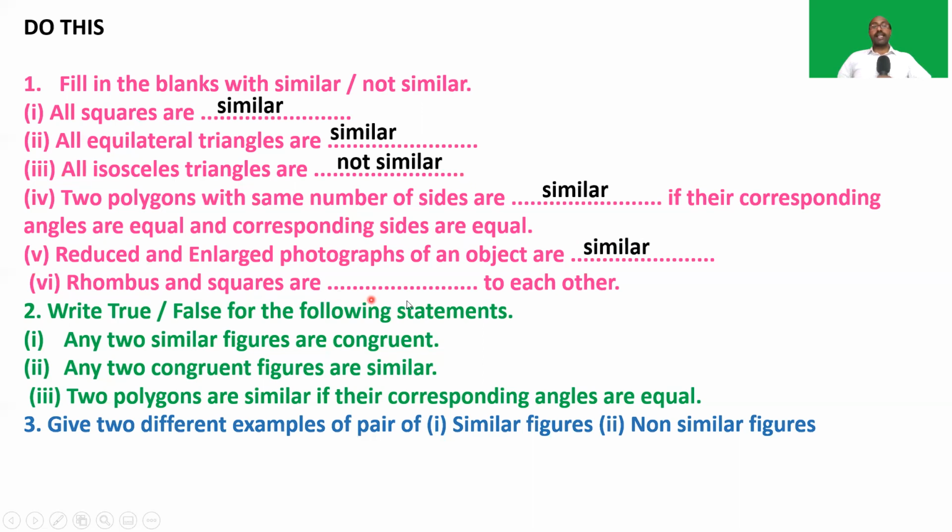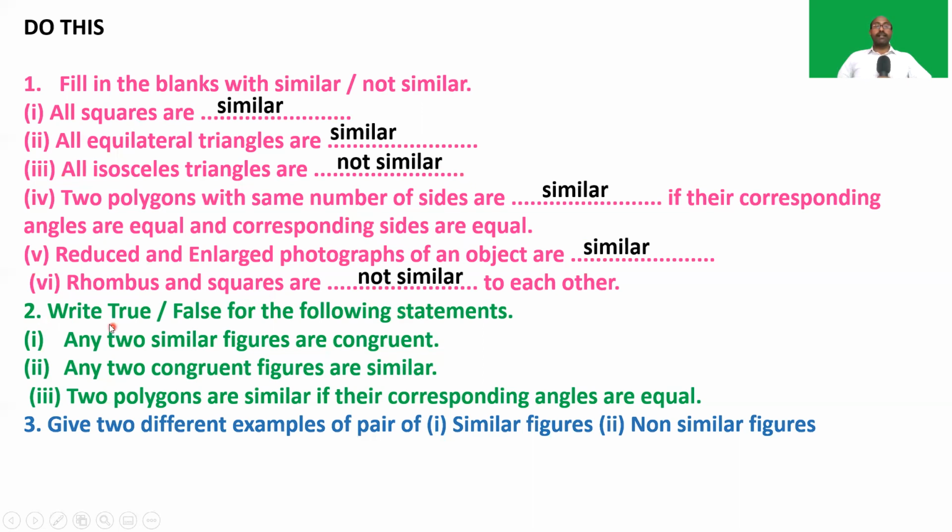Rhombus and squares are dash to each other. What do you think? Are they similar or not? We can say that in a rhombus and a square, the ratio of corresponding sides may be equal, but the corresponding angles are not equal, because in squares all angles are equal to 90 degrees, but in a rhombus they may not be equal to 90 degrees. So rhombus and squares are not similar to each other.